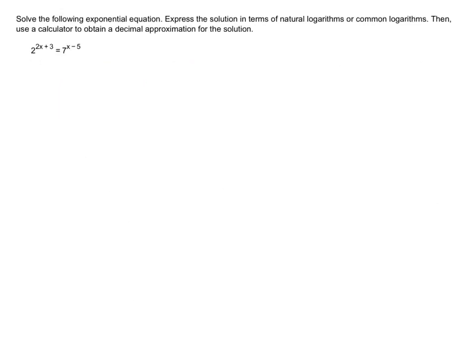Solve the following exponential equation. Express the solution in terms of natural logarithms or common logarithms. Then use a calculator to obtain a decimal approximation for the solution. I'm told to use natural logarithms or common logarithms. Natural logarithms are in the form ln, and common logarithms are log. It has a base of 10, but it's common, so we don't write the base 10. We just write log.